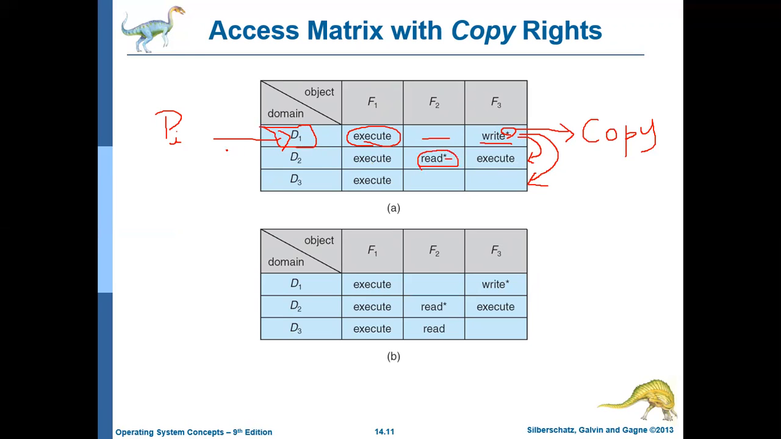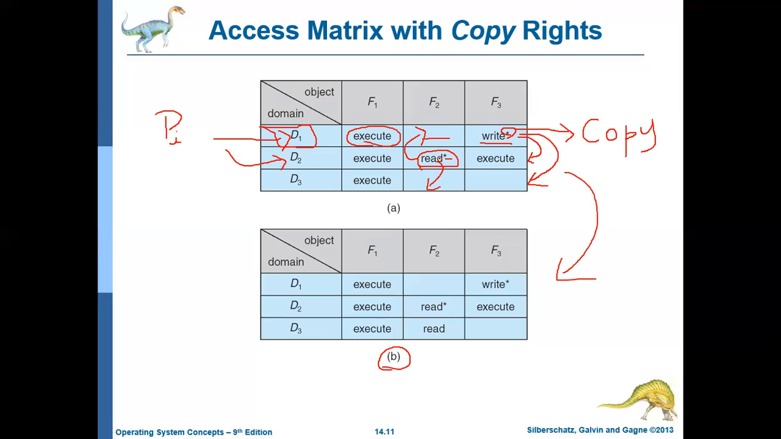If the process PI is executing on the domain D2, then it can perform read operation on F2. Apart from that, it has the copy right, so it can copy the read operation to any other domains. If this particular process which is currently executing on the domain D2 would like to allow D1 to perform read operation on F2, then it can copy this read here. Similarly, if it wants to allow D3 to perform read operation on F2, then it can copy the read here. Okay, so this table B is a resultant of table A.